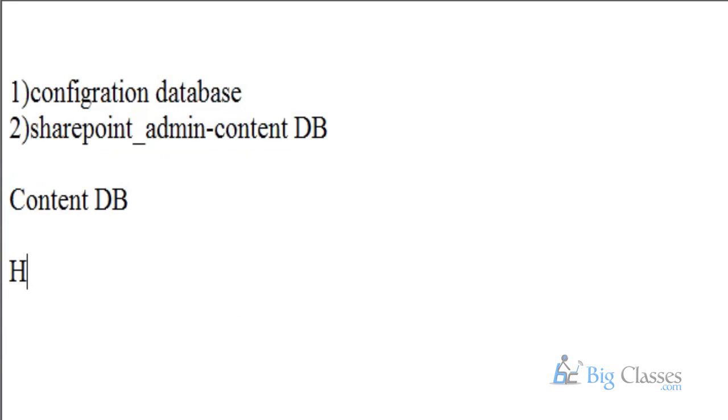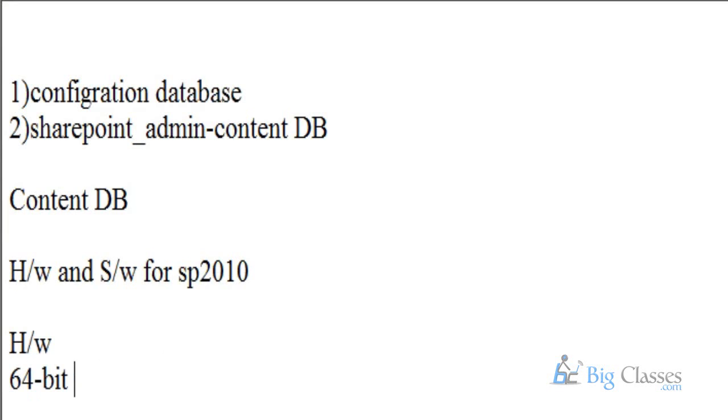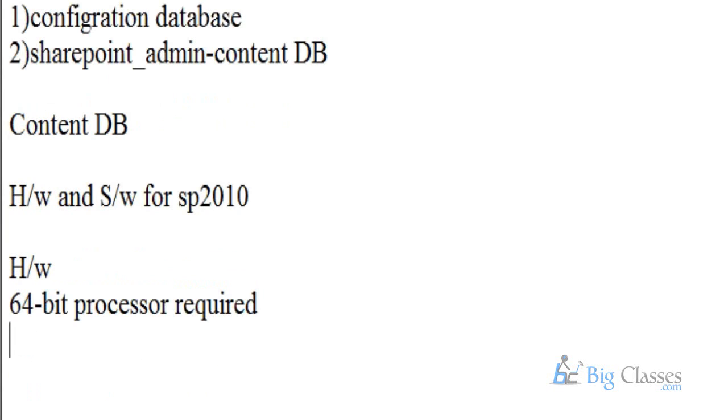Now, the hardware and software requirements for SharePoint 2010. What are the hardware requirements needed to install SharePoint? You need a Windows server, and a minimum 64-bit processor is required. Hard disk space, minimum 80 GB should be required. Next, RAM should be at least 4 GB for SharePoint 2010. I am repeating, minimum 4 GB.